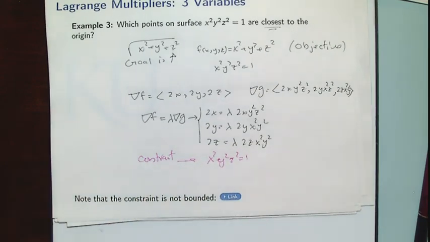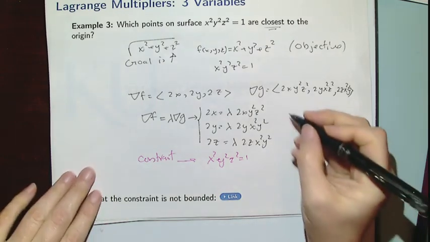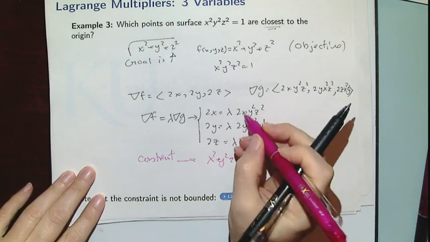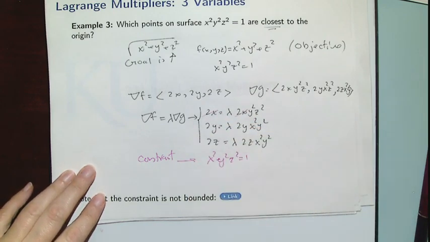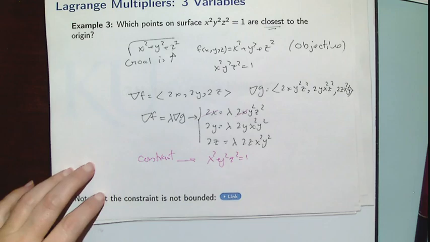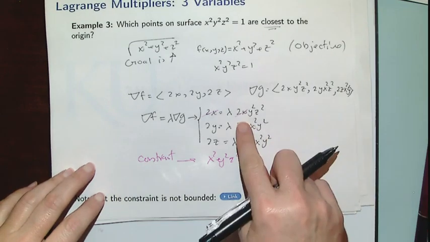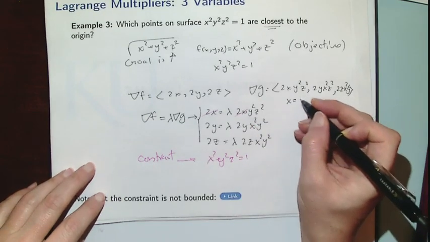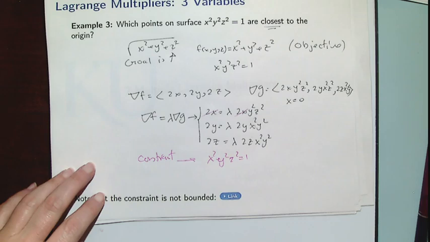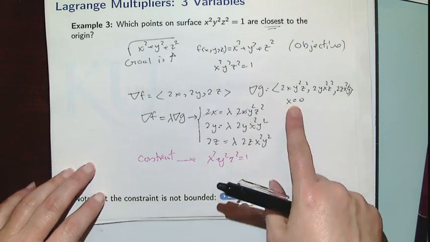All good? So what do you guys suggest to do first? Get rid of the lambda. Solve for lambda. Oh, before I do that, I'm going to get rid of this. Oh, what do I need to do, though? If I get rid of this, I have to imagine x equal to 0 could be an answer. But is that even possible?